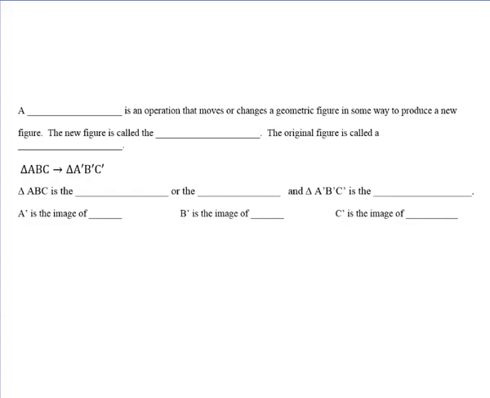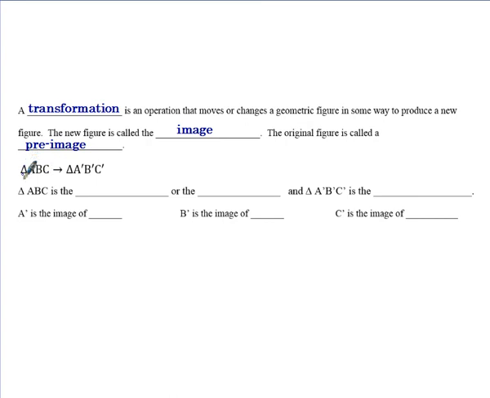Before we get into translations, we have to first talk about what exactly a transformation is. A transformation is any operation that moves or changes any geometric figure in some way to produce some sort of new figure. The new figure that we create is called the image, and the original figure that we base this off of is called the pre-image. This is what that looks like.